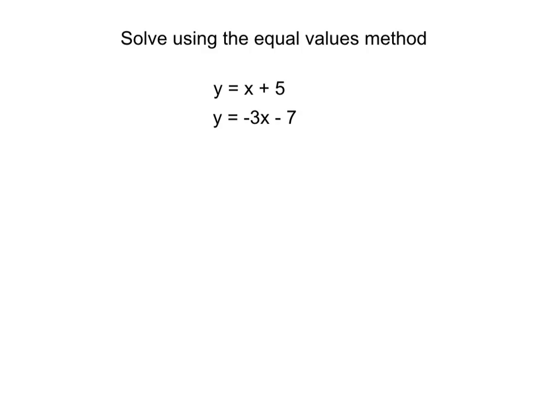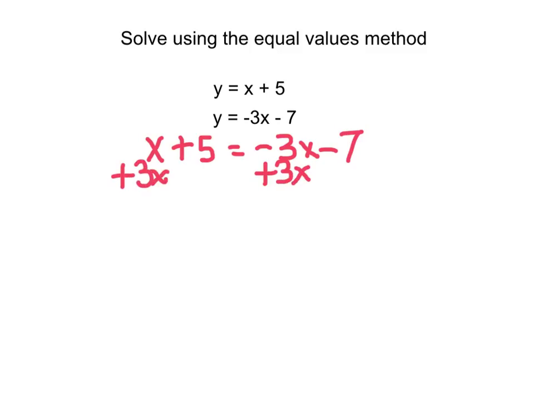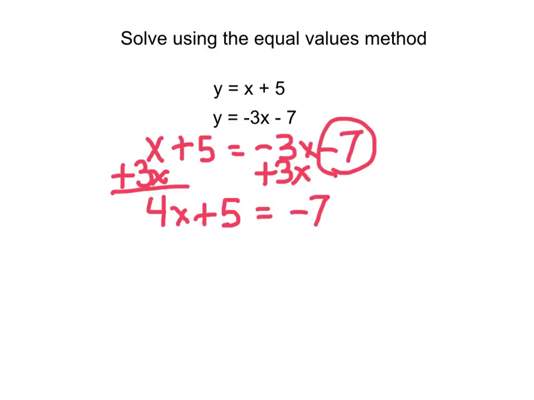All right, our next example: solve using the equal values method. So with the equal values method, we set the two equations equal to one another and solve for x. Here I would start by adding 3x to both sides. That gives me 4x plus 5 on the left, and negative 7 still remains on the right. Don't forget that minus sign.